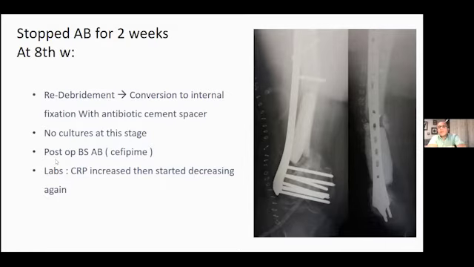So you wouldn't use internal fixation at this stage, Dr. Mu'taz? No, I will not use internal fixation in this stage, especially with no cultures. Okay. What about you, Christina? Would you keep the original fixator?